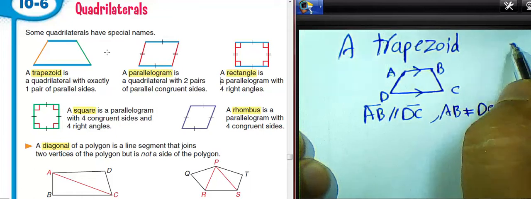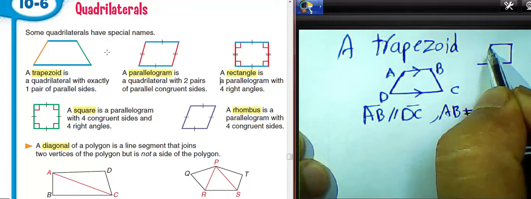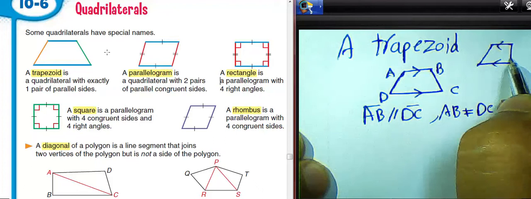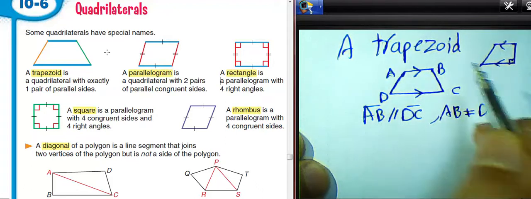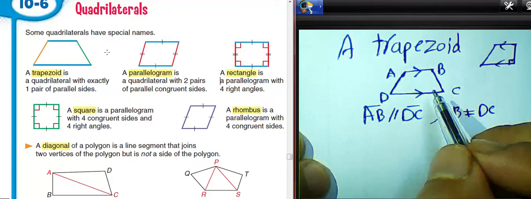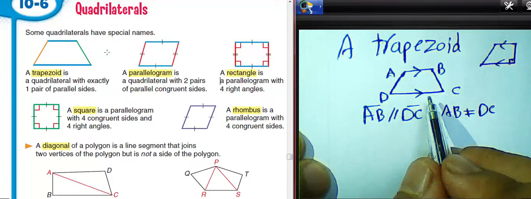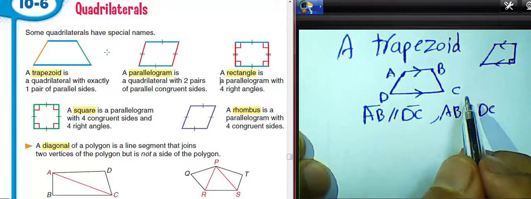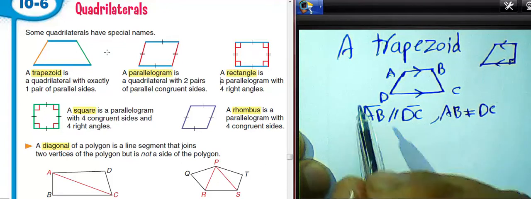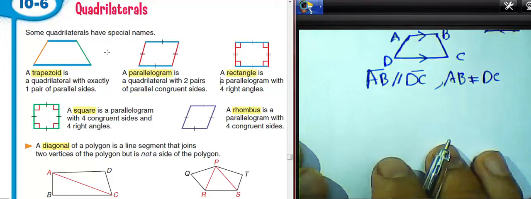We can also draw it like this figure. A trapezium: we have one pair of parallel sides, AB parallel to DC, and AB not equal to DC. It is a trapezium. What about parallelogram?